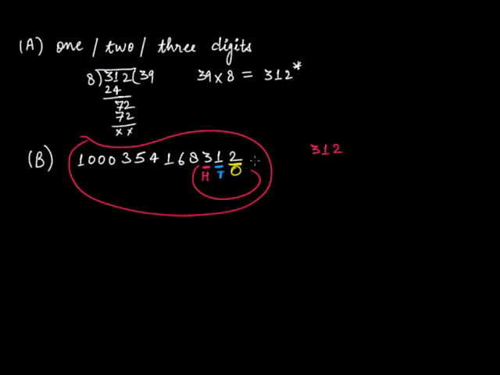Okay, so in this case, we saw here that 312 is divisible by 8. So in this case, of course, you can say that this number will be divisible by 8.